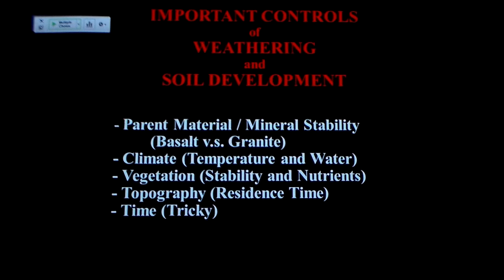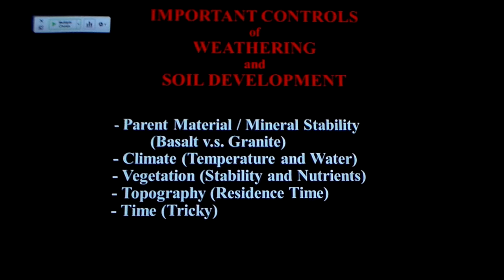Okay, so what controls all this weathering and erosion? Basically, we've already looked at a few of these things, this idea of the parent material. How stable are the minerals at the surface of Earth? And how fast are they going to weather? Obviously, the more unstable things are, the faster it's going to go. Climate. This is a biggie because this is temperature and water. Vegetation. Now we're talking stability and nutrients. And topography, well, it's residence time.